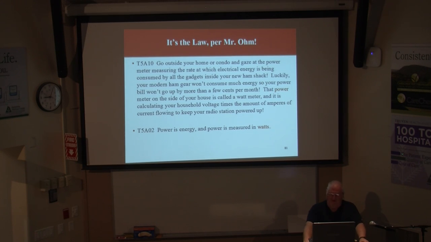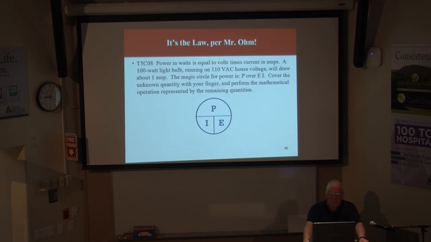Power is energy. Power is measured in watts. Power in watts is equal to volts times current in amps. Okay, a 100 watt light bulb running on 110 volts household voltage will draw about 1 amp. The magic circle of power: P over E times I. Cover the unknown quantity with your finger, and perform the mathematical operation represented by the remaining quantities. All right, and that's how you calculate stuff. That's what I was just saying about putting your thumb over the one you're looking for and locating the other two figures.